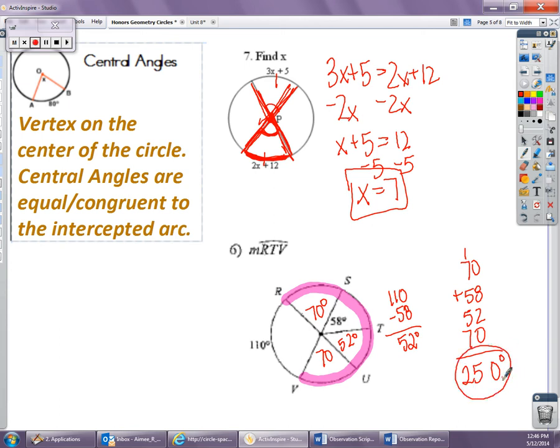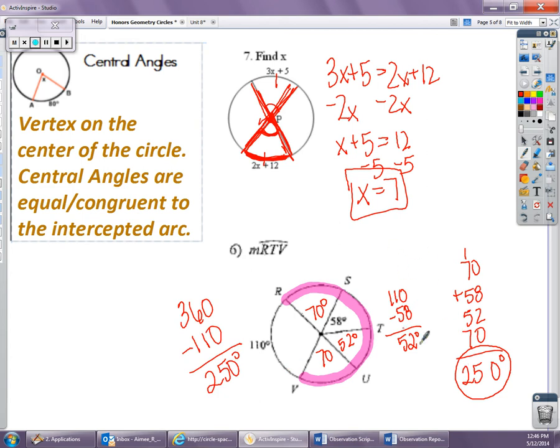Now, you could do it that way, or there's a much easier way to do this, because if I'm looking for everything except for the 110, I could also just take 360 and subtract 110 from it. And that also gives me 250. So again, you will get the right answer whichever way you go.